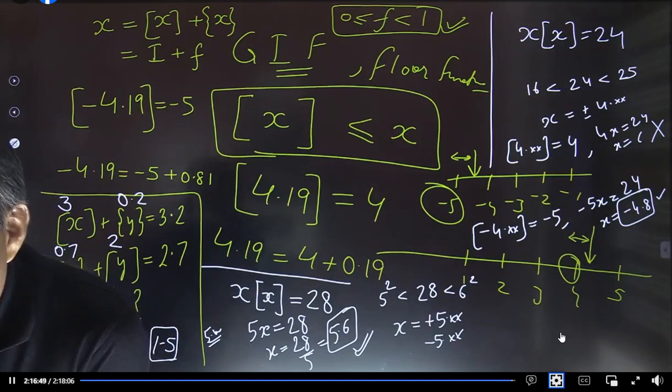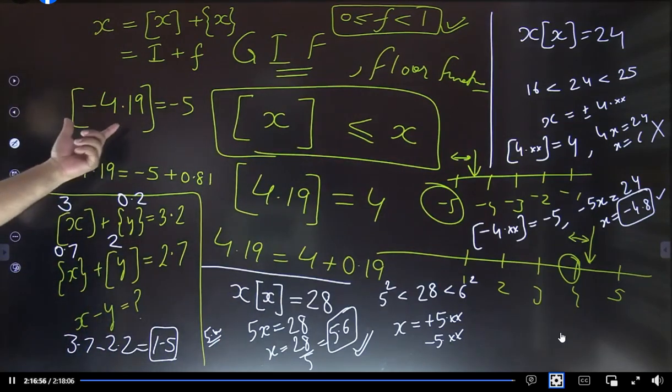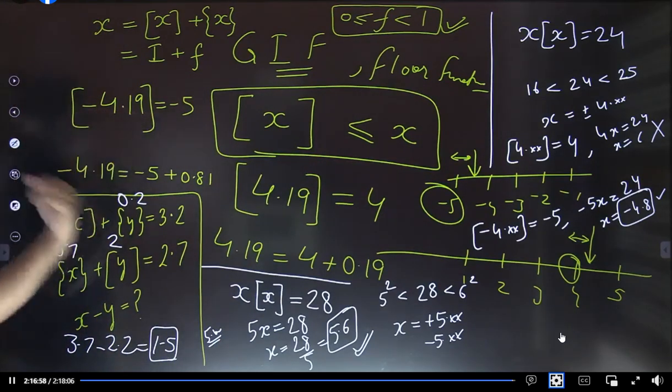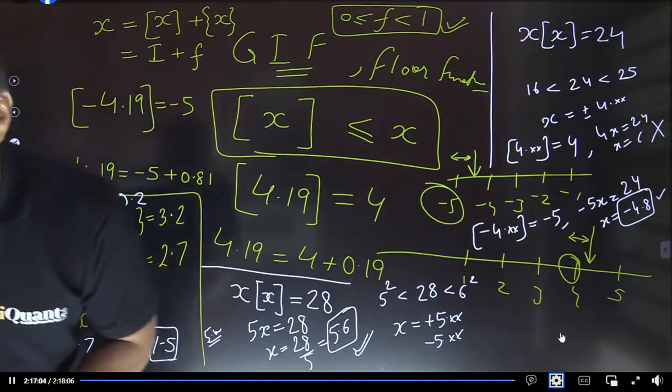Fractional part can never be negative. Tulika, in minus 4.8, what is the fractional part? We discussed this example here. For minus 4.8, minus 5 is the integral part and positive 0.2 would be the fractional part, not negative.